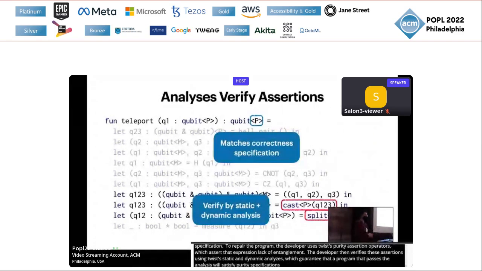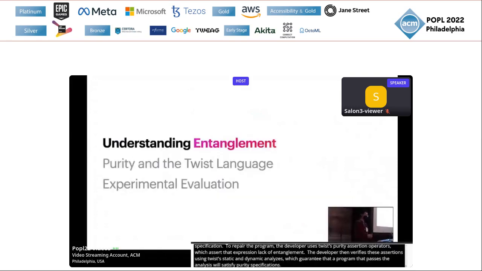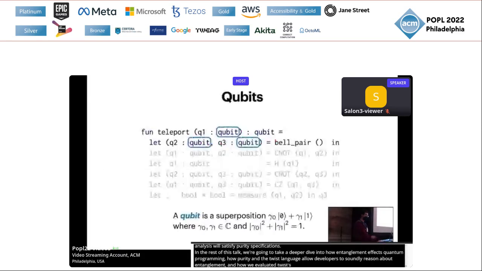In the rest of this talk, we're going to take a deeper dive into how entanglement affects quantum programming, how purity and the Twist language allow developers to soundly reason about entanglement, and how we evaluated Twist's design in practice. To understand quantum entanglement in detail, let's review the primitives of quantum computation. As you heard in the keynote yesterday, the basic unit of quantum computation is the qubit. For example, in this teleport function, we used 3 qubits named Q1, Q2, and Q3.